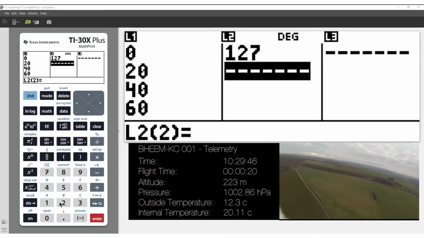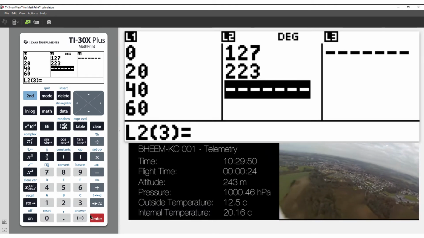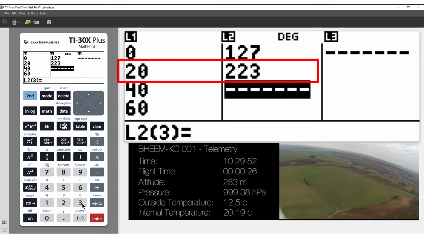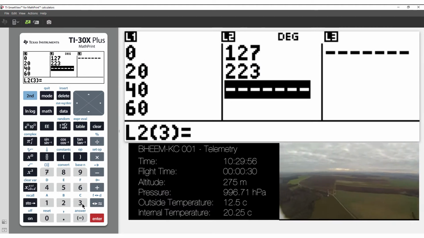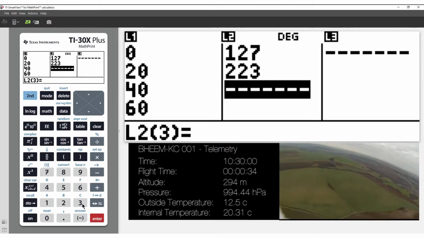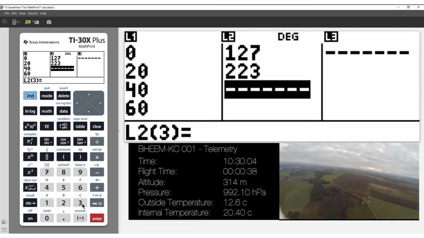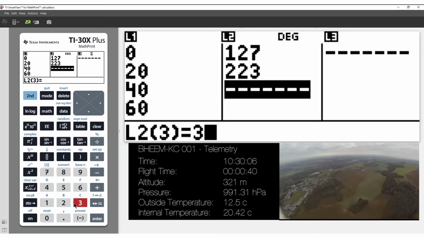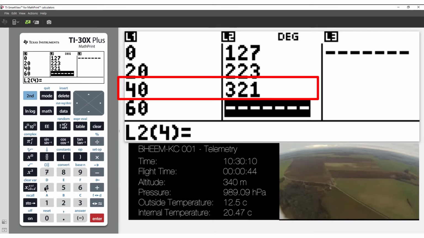20 seconds later, the balloon reaches an altitude of 223 meters. Our second point. At the 40-second mark, it reaches 321 meters, our third point.